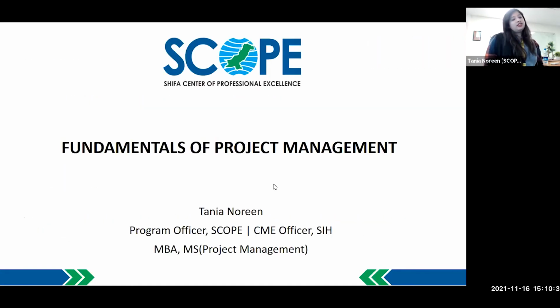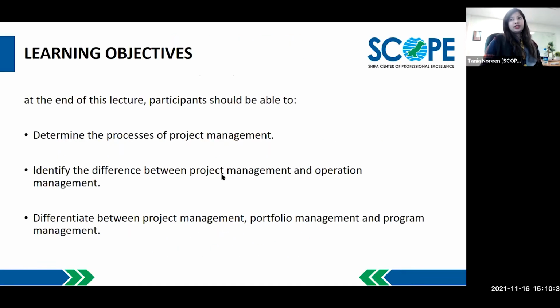Today's session is about the fundamentals of project management. The learning objectives of today's session are to determine the processes of project management, to identify the difference between project management and operation management, and to differentiate between project management, portfolio management, and program management. Sorry for the technical issues.